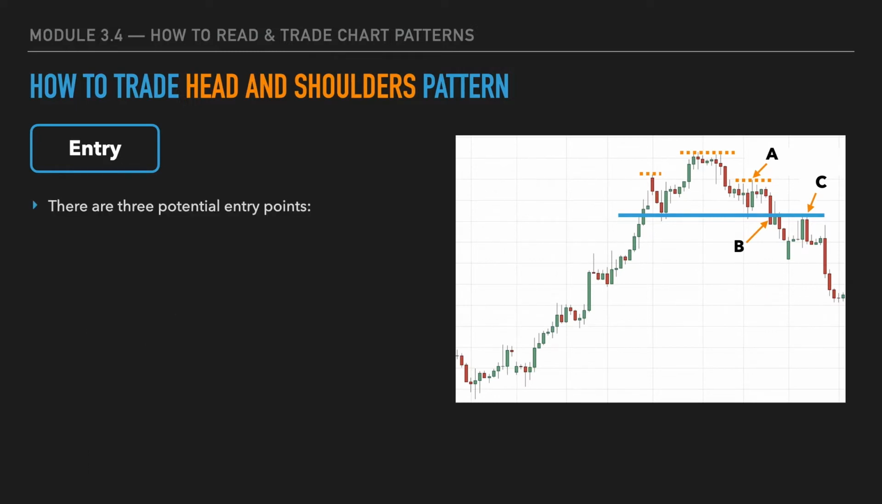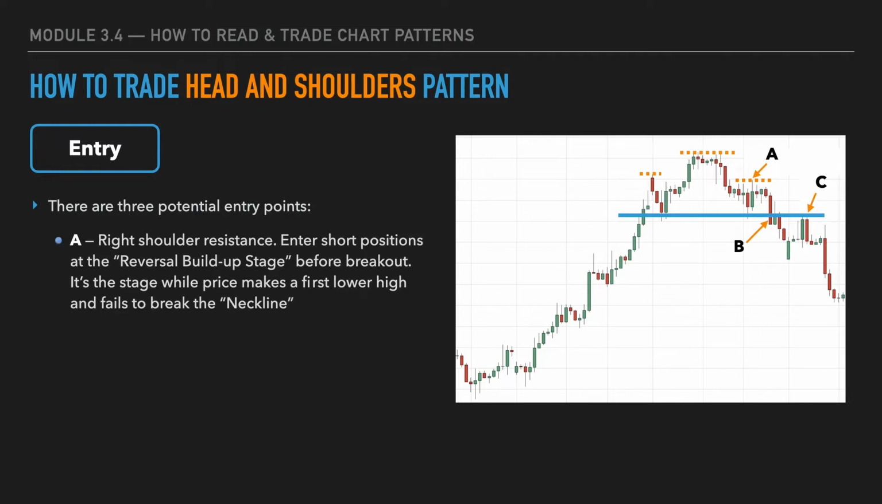In general, there are 3 potential entry points to trade any head and shoulders pattern. First, entry A is located at the right shoulder resistance level. You can enter your short position at what we call the reversal build-up stage before the breakout. This is the stage where the price makes a lower high, fails to break the neckline, and bounces back down.